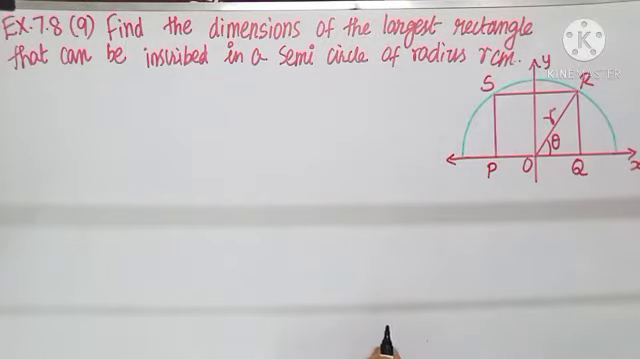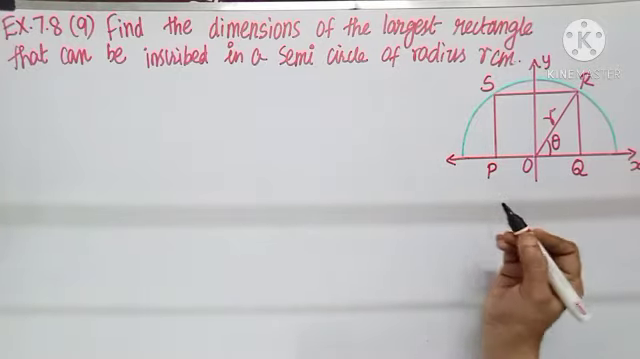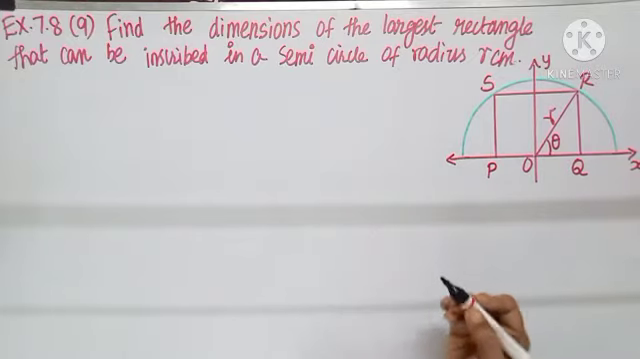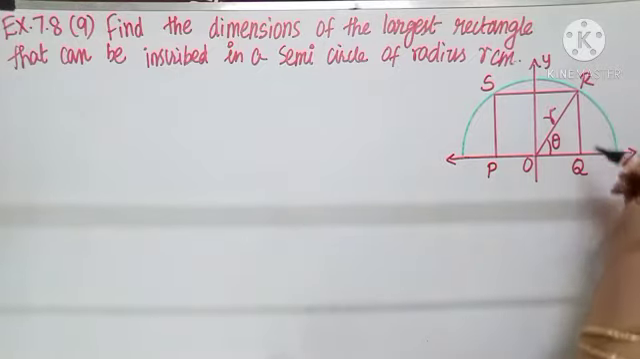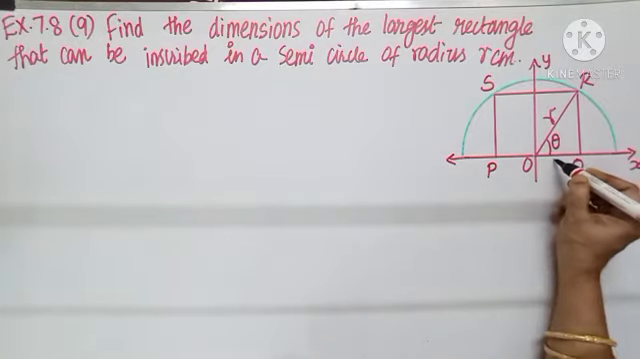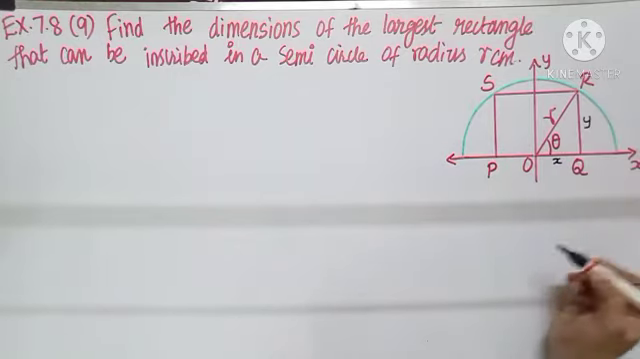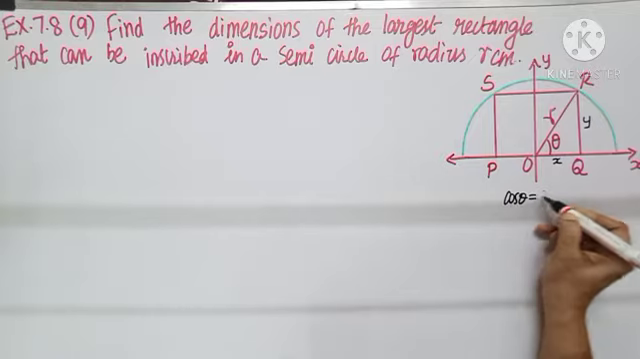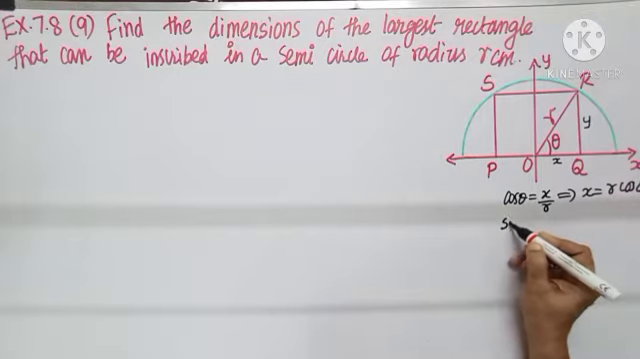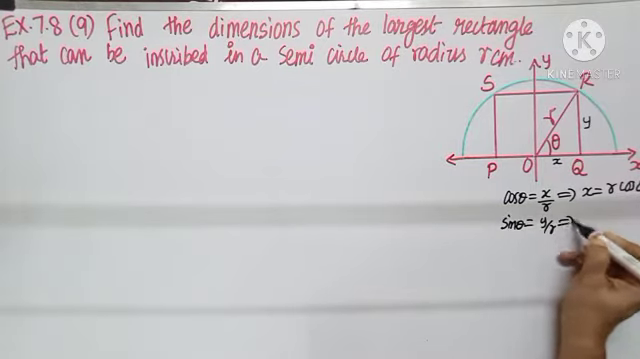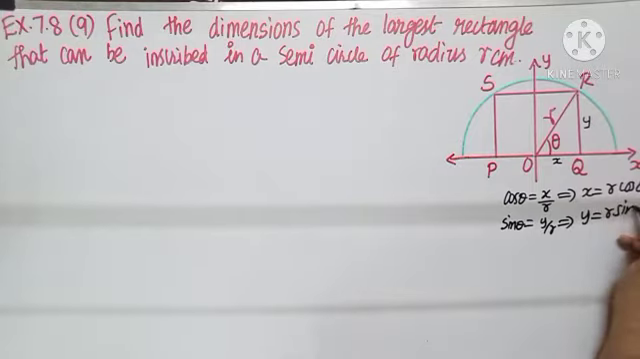Question number 9. Find the dimensions of the largest rectangle that can be inscribed in a semicircle of radius r centimeter. This is exactly the same as that of the previous problem, but it is a semicircle. So there will be a slight change in the breadth of it. Suppose I take this as x and this as y. What will I say? Cos theta is x by r, or x is equal to r cos theta. Sin theta equals y by r, or y is equal to r sin theta.